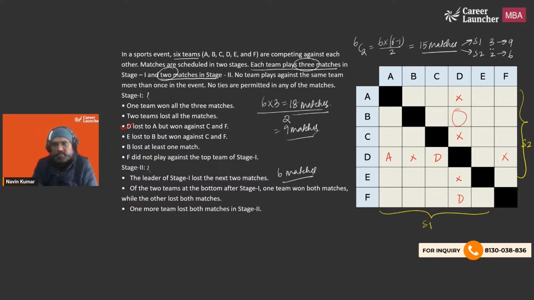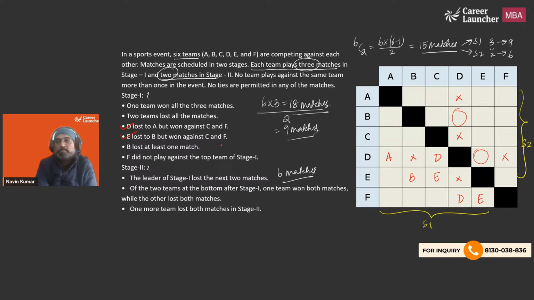Let's keep it circled so that we will remember it and we'll cancel it out later. Next point: E lost to B. So the match between E and B, B won, but E won against C and F. So E versus C, E won, and E versus F, E won again.